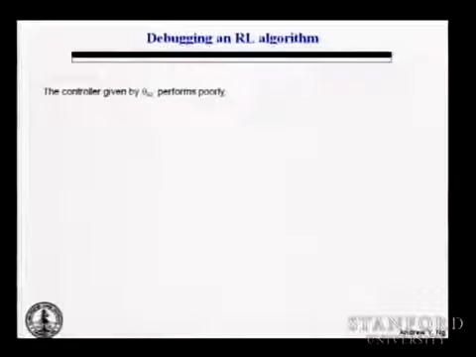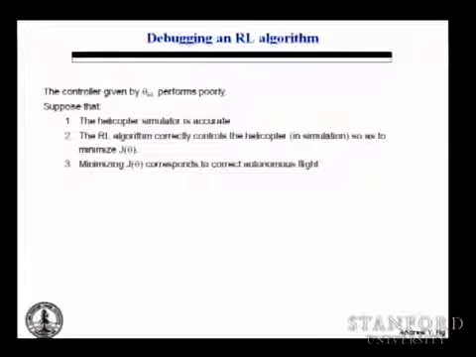So let's say the controller output by our reinforcement learning algorithm does poorly. Well, suppose the following three things hold true. Suppose to the contrary, I guess. Suppose that the helicopter simulator is accurate. So let's say we have an accurate model of a helicopter. And let's suppose that the reinforcement learning algorithm correctly controls the helicopter in simulation.